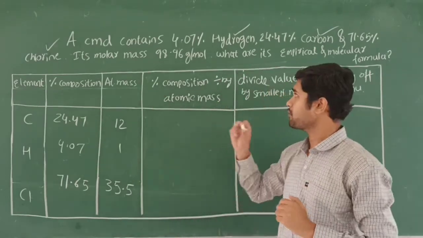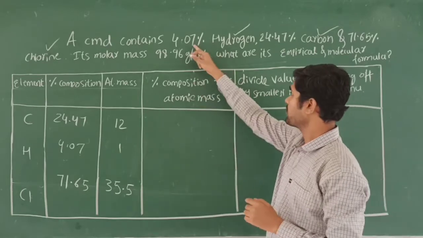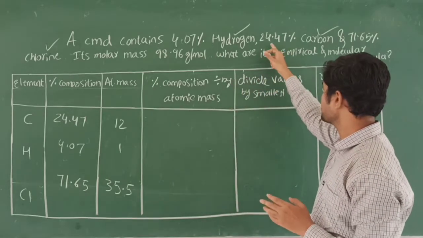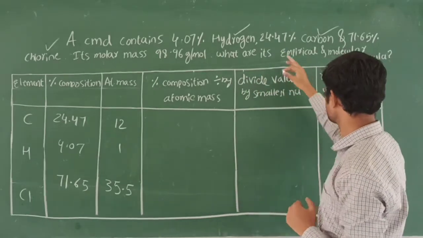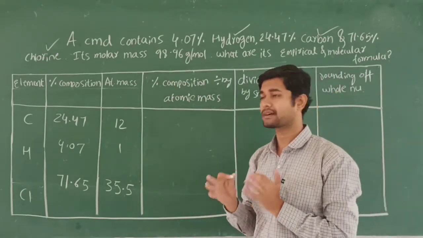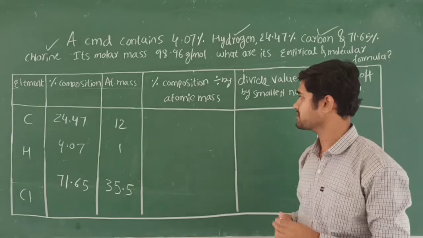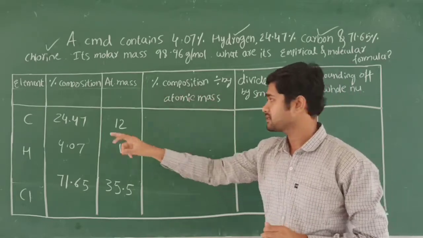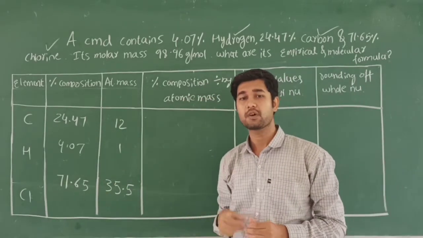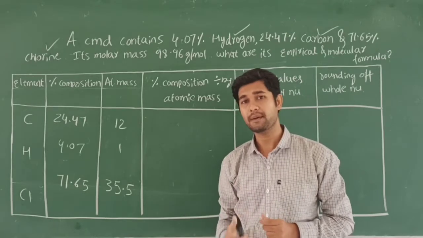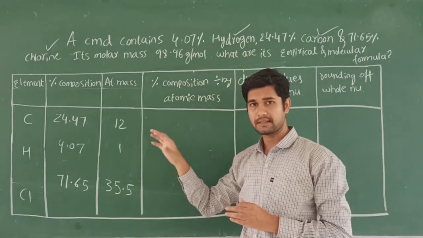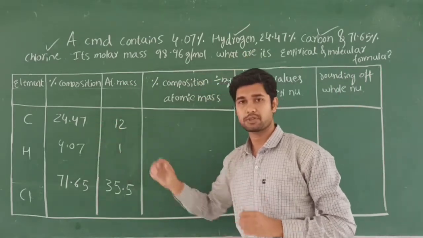First step is writing like this, and then you are going to convert these percentages into grams. Very important. Suppose 100 gram contains 4.07% of hydrogen, 24.47% of carbon and 71.65% of chlorine, in a given 100%. So we need to calculate this in gram. Our next step: you must divide the percentage composition by its own atomic mass. Why? Because we are going to calculate in terms of gram, because the given molar mass is in gram. So like this, we are going to convert the percentage composition into grams.